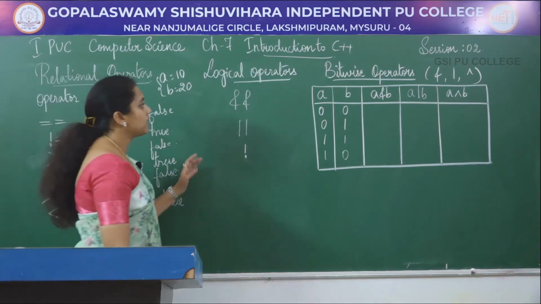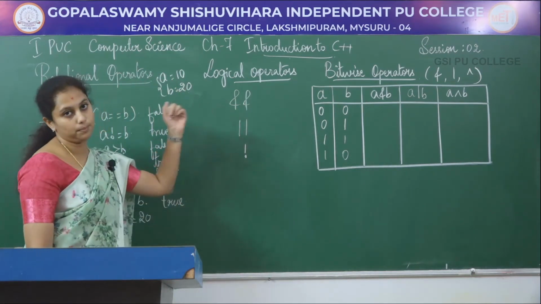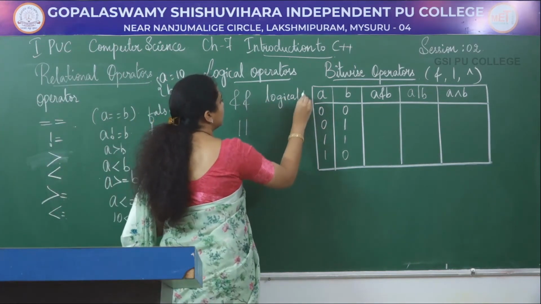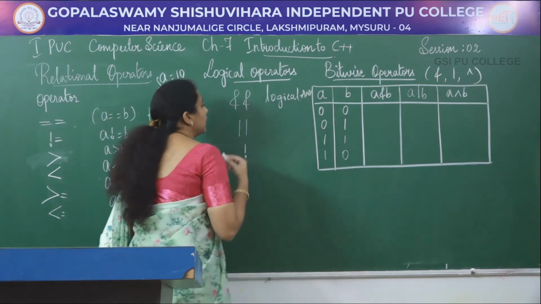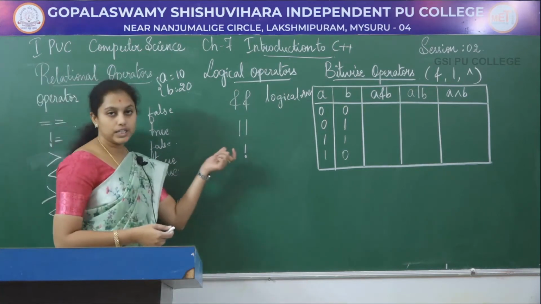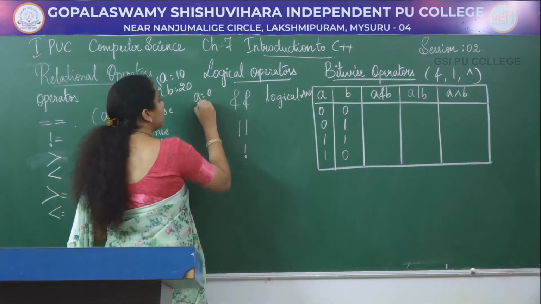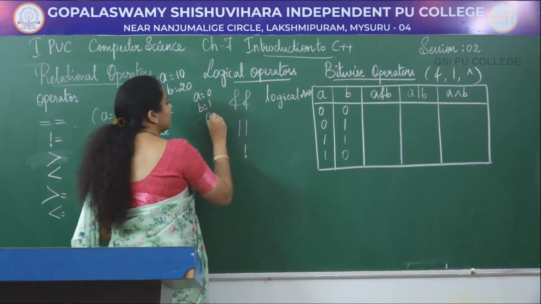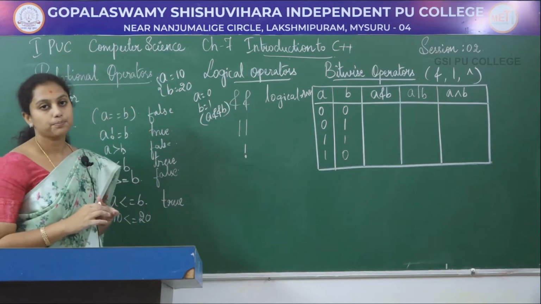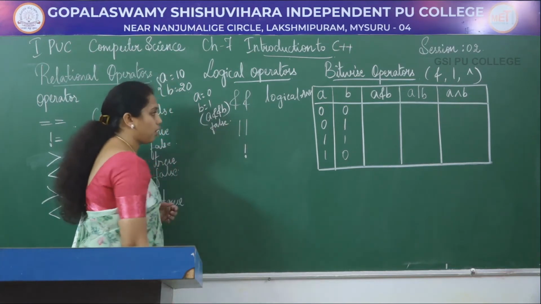And next operator is logical operators. So this is logical AND operator. If both the values of the operands are non-zero condition, then it is true. That is, consider A is equal to 0 and B is equal to 1. So if now A logical AND B, so what will be the output? The output will be false.